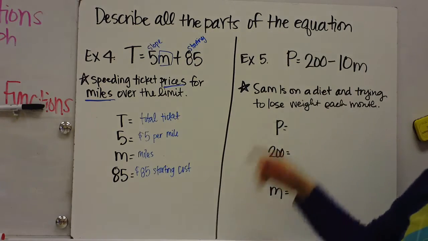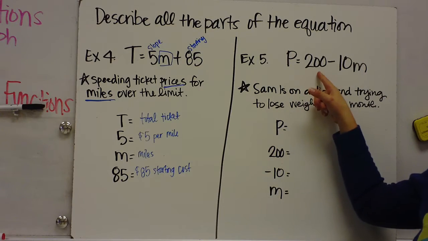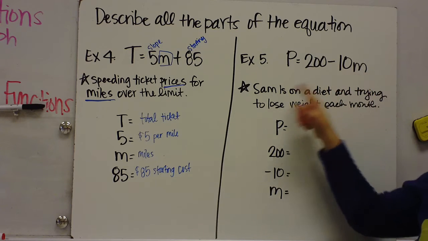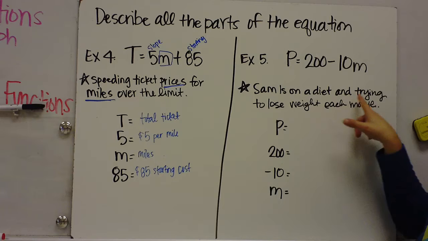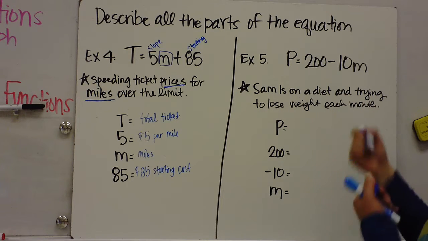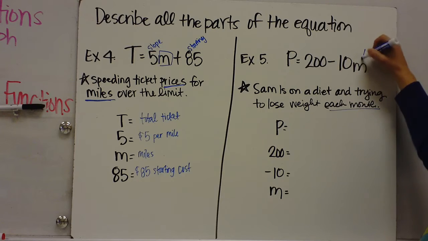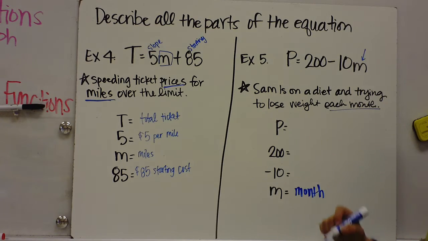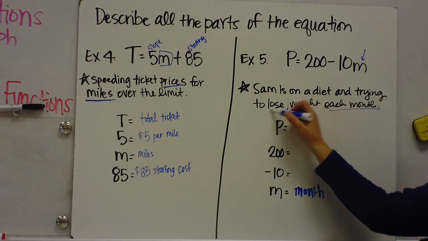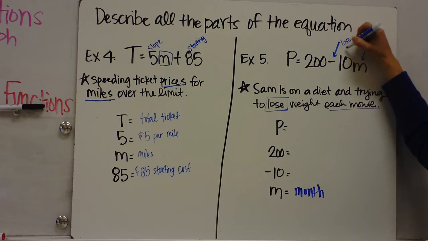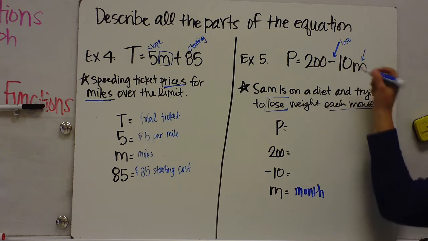All right, let's do one more. P equals 200 minus 10M. Sam is on a diet and trying to lose weight each month. So again, you see this word each month. So that must mean M is each month. Now the other word is he's trying to lose weight. That, because it's a negative, so we're trying to lose weight each month.